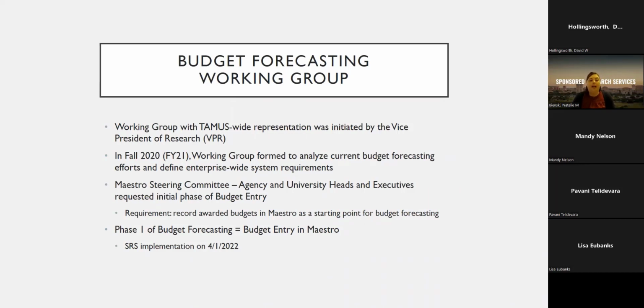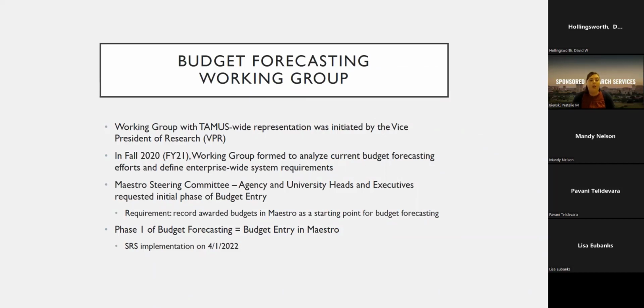So the budget forecasting working group was initiated by the Vice President of Research at the university around fall 2020. And the charge with it was to create a system-wide representation, a software system that could be used system-wide, and really analyze current budget forecasting efforts, define what those enterprise-wide systems requirements would be, and then work towards implementing that.